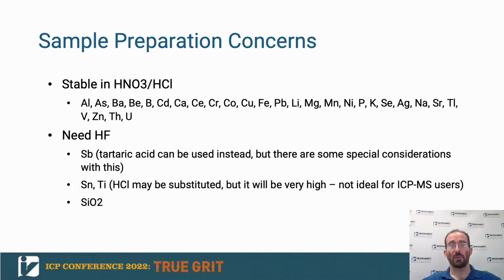Antimony can be preserved in tartaric acid, but the total nitric acid concentration should not exceed 2%. In addition to this, mercury will not be stable in the same solution as tartaric acid, as the tartaric acid will cause the mercury to reduce and the mercury will fall out in metallic form.